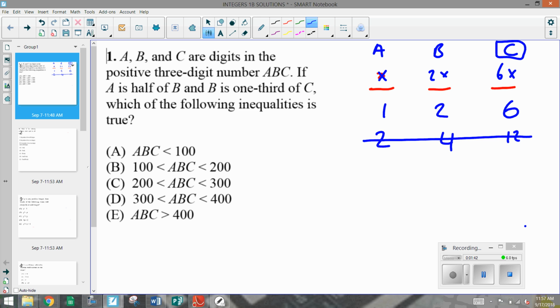When you look at the answer choices, 126 fits where? It is not less than 100. It's not in between 200 and 300. No way, not greater than 400. Make sense?